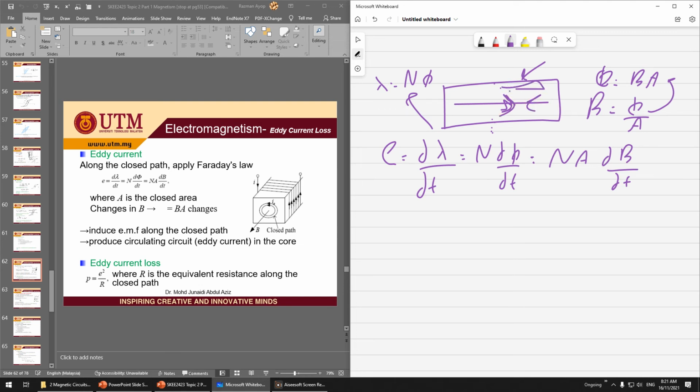Okay, move back and forth. Okay, so this is the voltage generated inside the core.